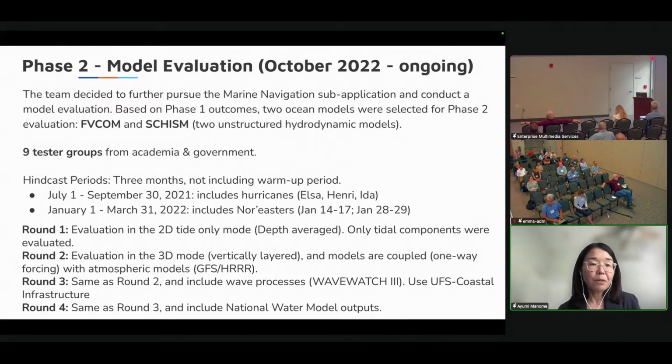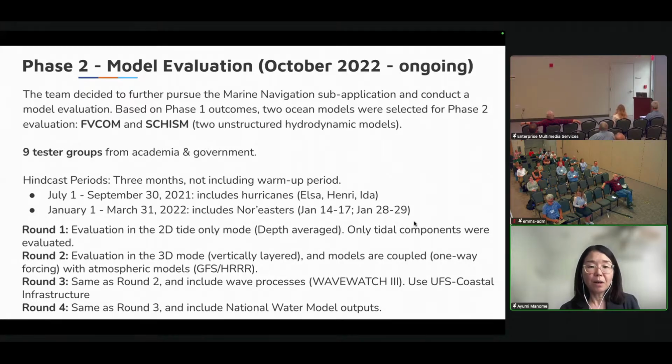And then in this phase 2, we have had 9 tester groups, both from academia and government. And we designated 2 hindcast periods. Both of them have multiple hurricane or nor'easter events, and therefore are ideal for model evaluation. This phase 2 consists of 4 rounds.